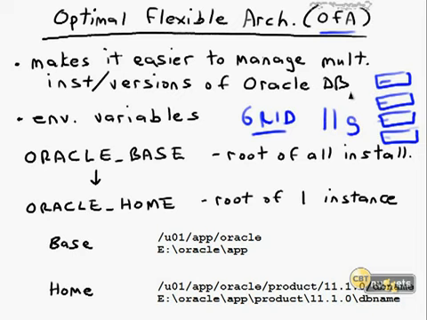Moreover, think of yourself as possibly an Oracle consultant someday, and you're going to different client sites to troubleshoot their Oracle 11g problems. It's going to be a lot easier if you have a consistent directory structure to get to the Oracle data files, to get to the Oracle binaries, to get to the alert files and log files. That's what Optimal Flexible Architecture is. OFA makes it easier for DBAs to manage multiple installations and possibly multiple versions of Oracle DB. That's what we're talking about here.